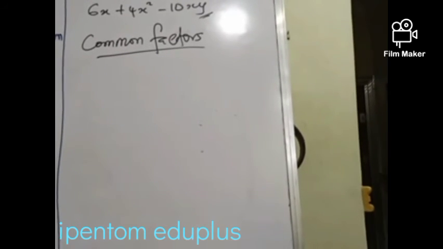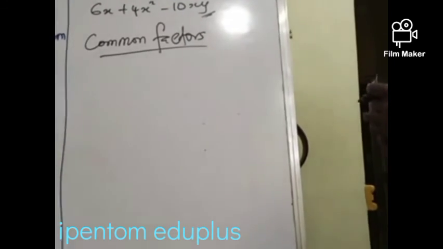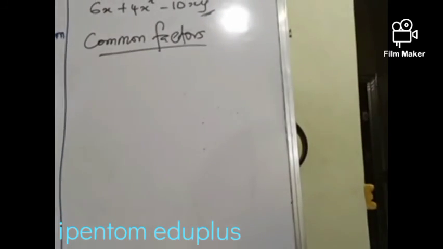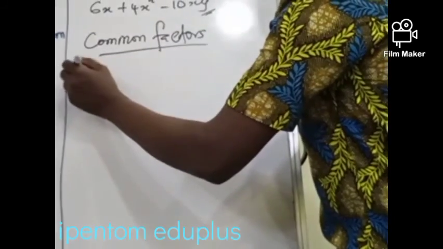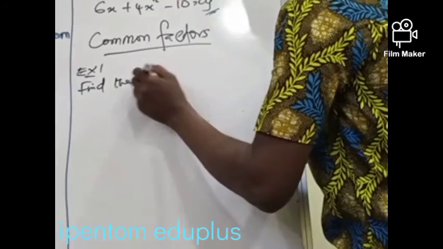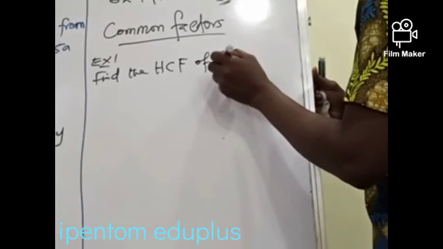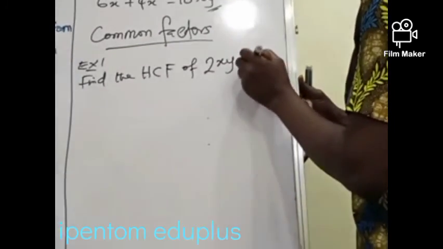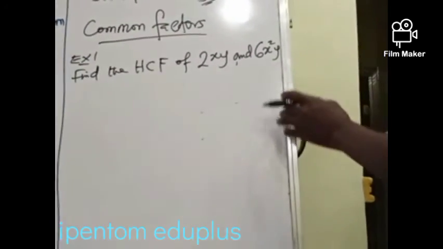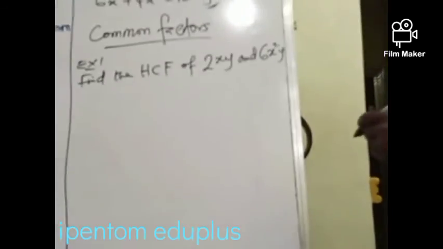Now we are looking at another subtopic under factorization, which is common factors. When you are talking about common factors, it is what you have done in primary school and JSS1. For example, let's take an example. Example 1. Find the highest common factor, which is HCF, of 2xy and 6x squared y. How do we find the highest common factor?